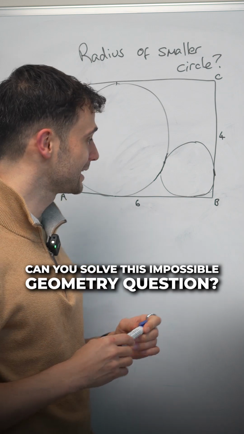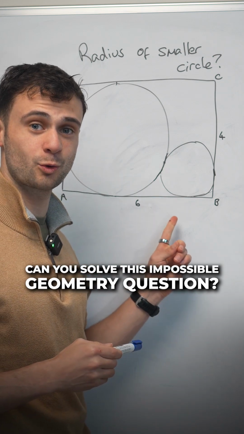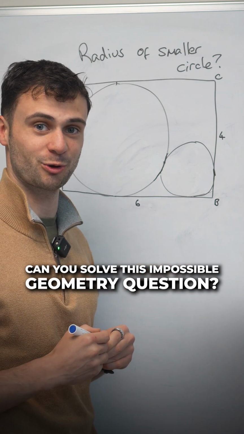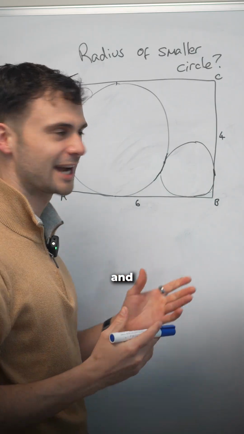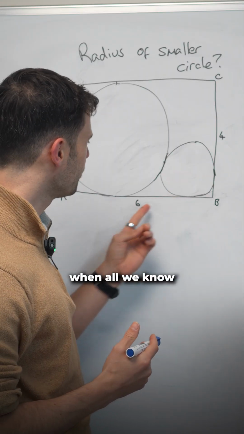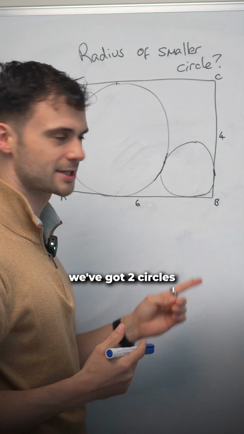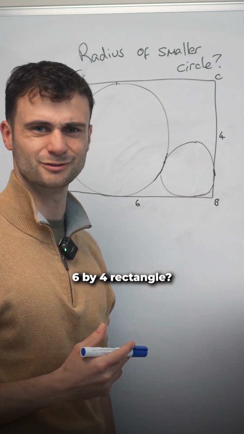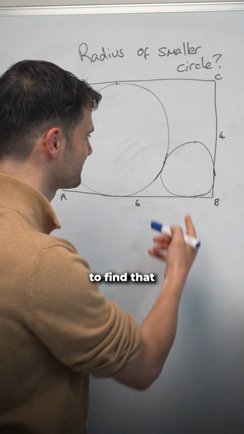My Year 10 students couldn't believe that they had to do quadratic equations to solve this geometry question. Where on earth did they come from? And how on earth are we going to find the radius of the smaller circle when all we know is that we've got two circles inside of a 6x4 rectangle? That doesn't seem like enough information to find that.